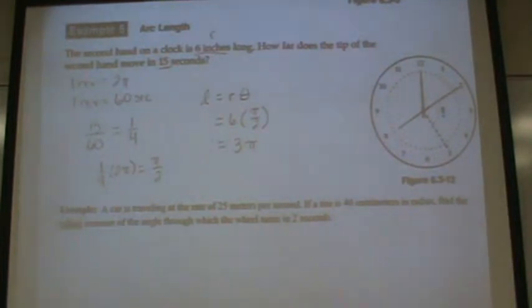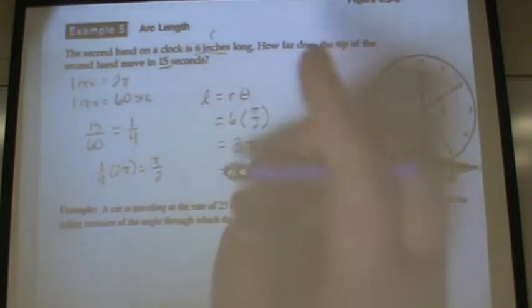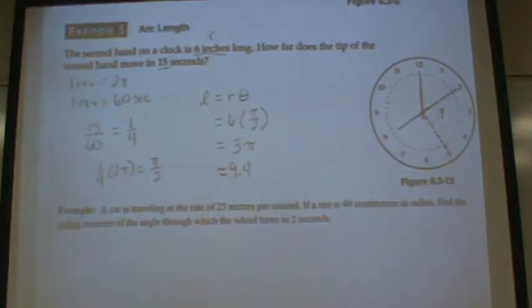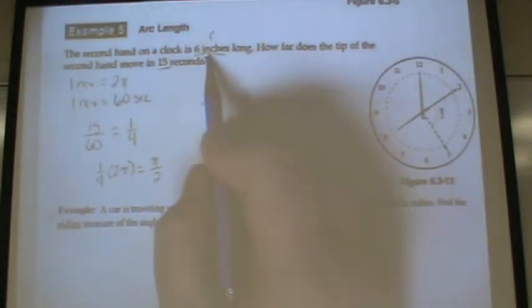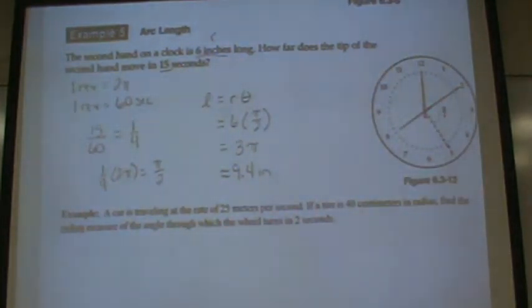Now that's kind of a weird length, so I would actually multiply this out, and you get approximately 9.4. Now that 9.4 is in inches because our second hand was in inches. So units are important on these. So we found that in 15 seconds, the second hand moves about 9.4 inches around the circle.